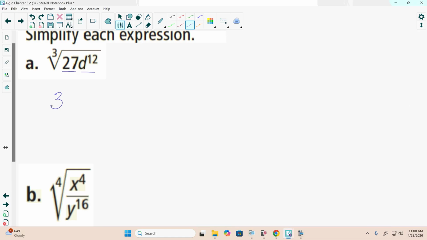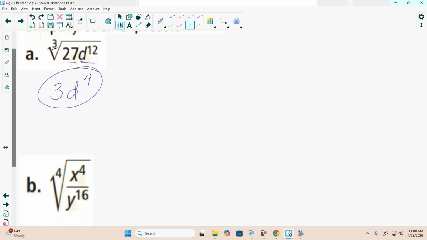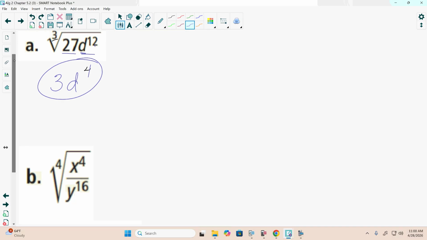Now d to the 12th. Now we could rewrite it as d to the 12 thirds, but really what are we doing? We're dividing that exponent by the root. We're saying how many groups of 3 d's can I take out of 12? Well, what is 12 divided by 3? 4. So the cube root of 27d to the 12th is 3d to the 4th. Questions on this here? Questions on A?